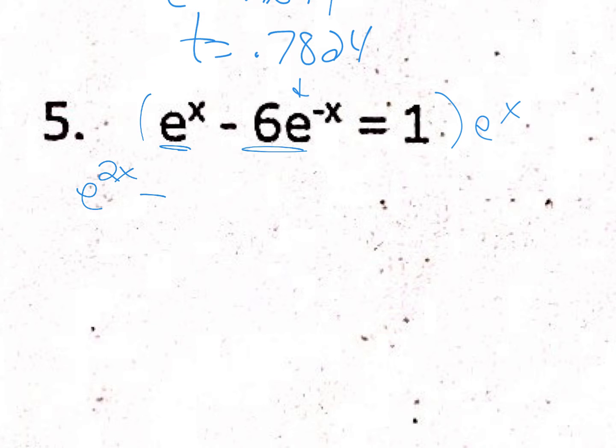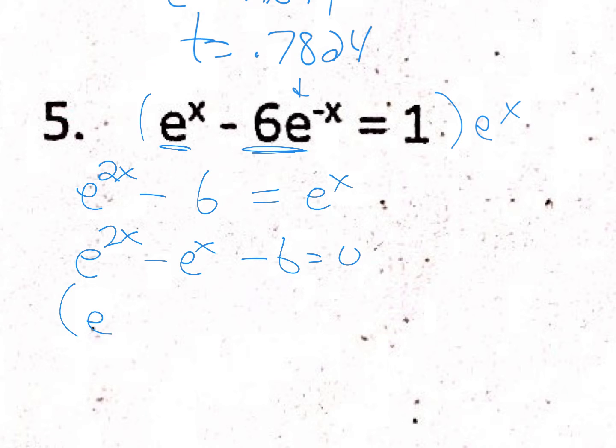If I do e to the x times the second term, you add your exponents, which would be e to the 0 power, which is just 1, or just 1 times 6. And then if I do 1 times e to the x, it's e to the x. All right. Let's move everything over so I can factor.